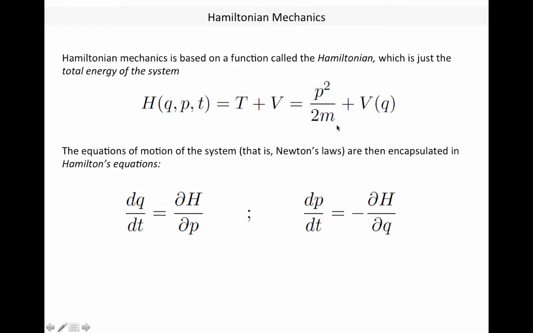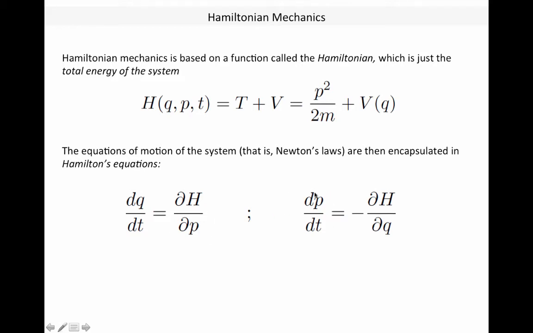If you define the Hamiltonian as the total energy, then the equations of motion of the system, which is the equivalent of Newton's laws, are just encapsulated in these two equations here, which are known as Hamilton's equations. They just say that the derivative of the coordinates with respect to time, which is just the velocity, remember, is equal to the derivative of the Hamiltonian with respect to the momentum p.